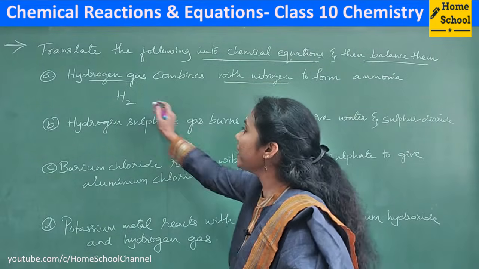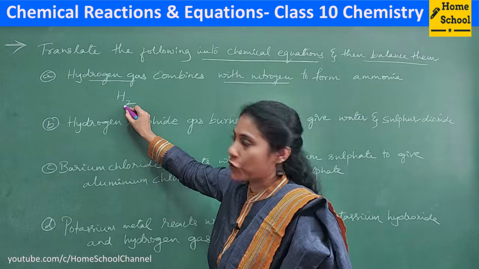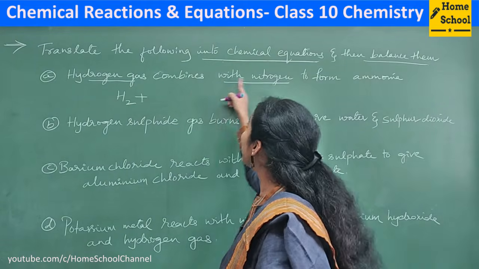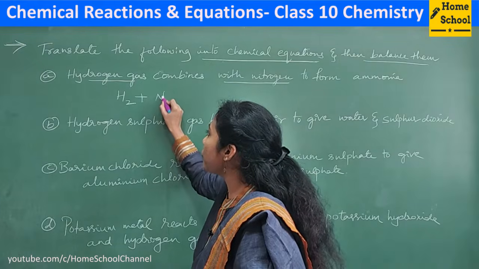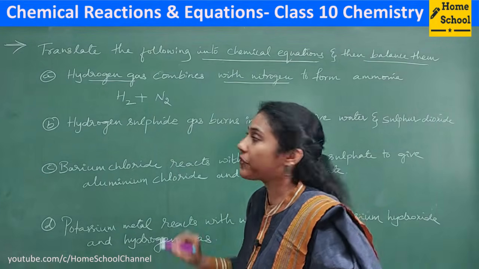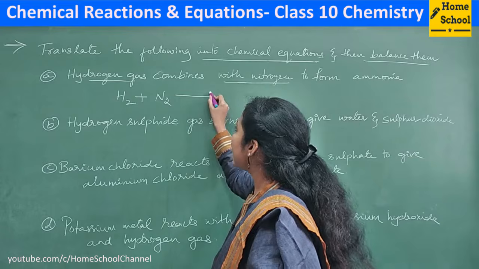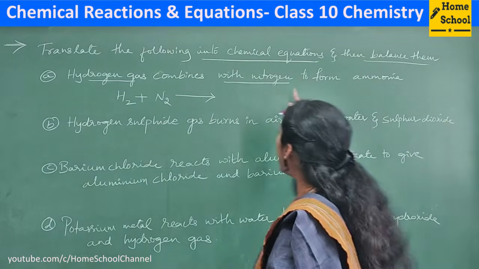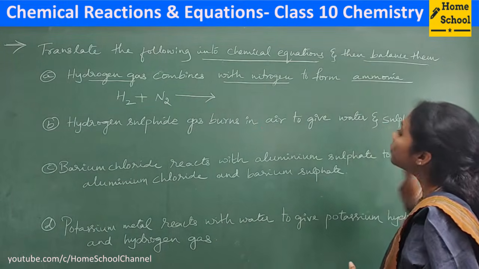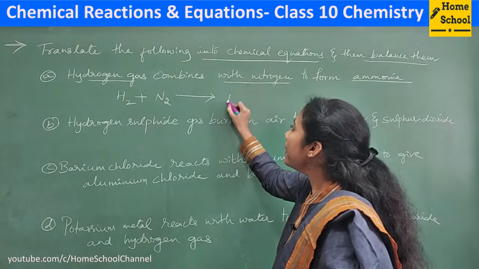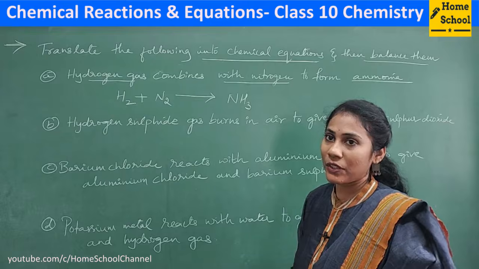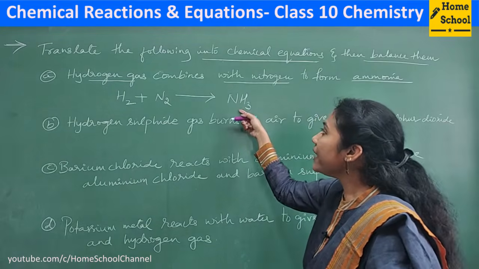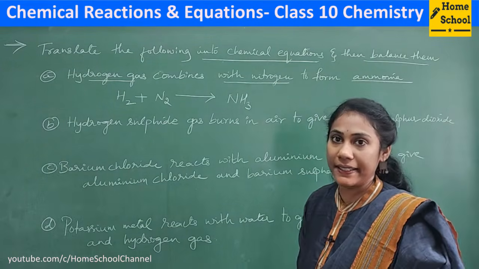So hydrogen gas is H2, combining with whom? Nitrogen. Nitrogen is also a gas, so whenever you write nitrogen, you should write it as N2. These are our reactants. They are combining to form what? Ammonia is forming. Remember, the formula of ammonia is NH3. So this is the chemical equation for this particular sentence.